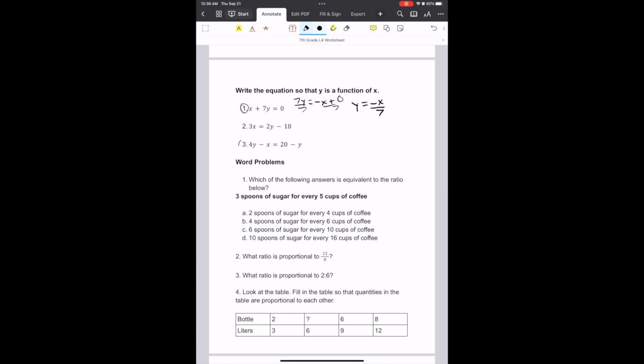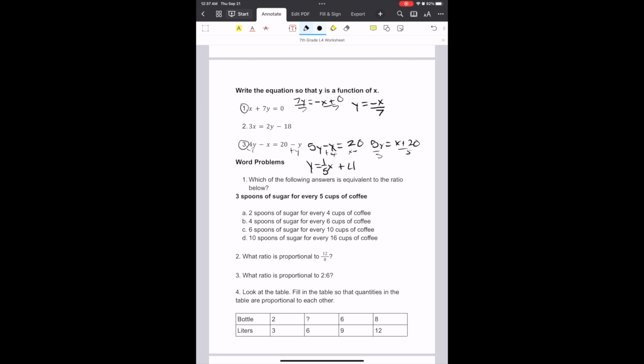And then number 3, what you want to do is isolate y again. So what you want to do is add y to both sides. So you get 5y minus x is equal to 20. Then add x on both sides. So you get 5y is equal to x plus 20. And divide both sides by 5. So you should get y is equal to x over 5 plus 4. And then x over 5 can also be written as 1/5 x.